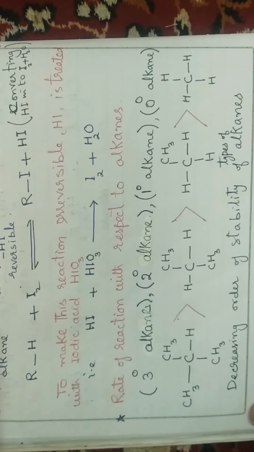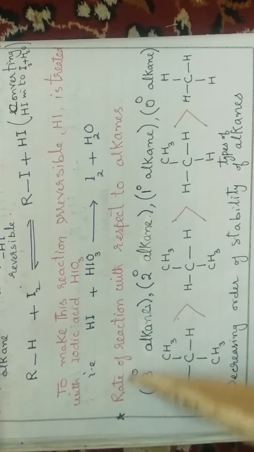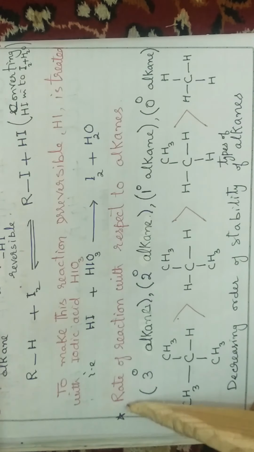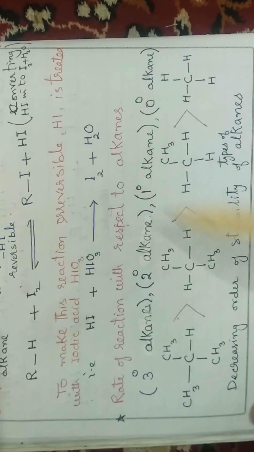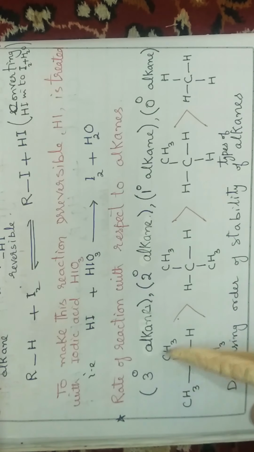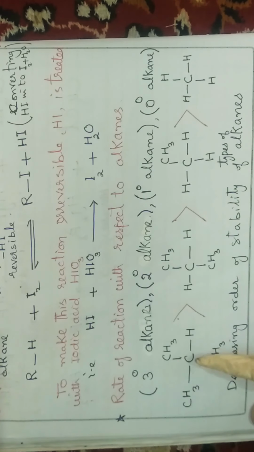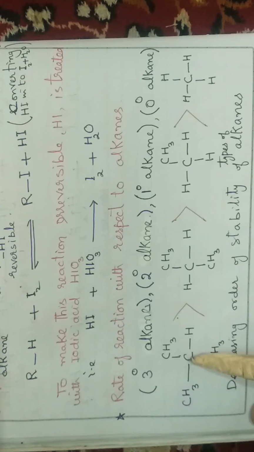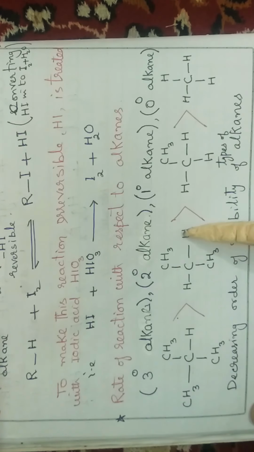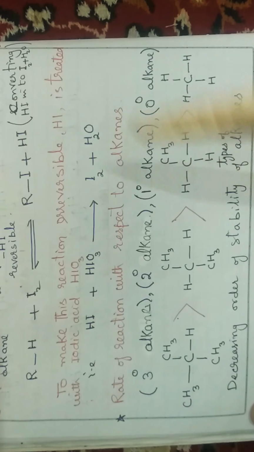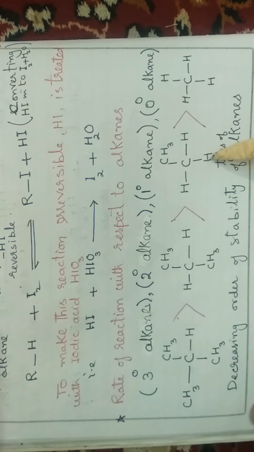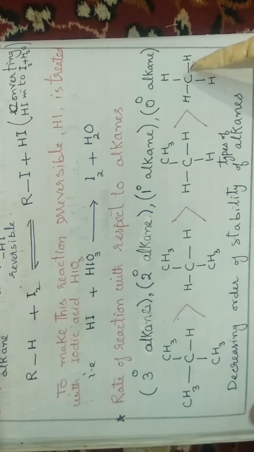Dear students, the next point in this lecture is the rate of reaction with respect to alkanes. There are four types of alkanes: 3 degree alkane, 2 degree alkane, 1 degree alkane, and 0 degree alkane. Here you can see a 3 degree alkane, one carbon attached to 3 methyl groups. One carbon attached to 1 hydrogen atom and 2 methyl groups is a 2 degree alkane. One carbon attached with 1 methyl group and 3 hydrogen atoms is a 1 degree alkane, and one carbon with 4 hydrogen atoms is a 0 degree alkane.